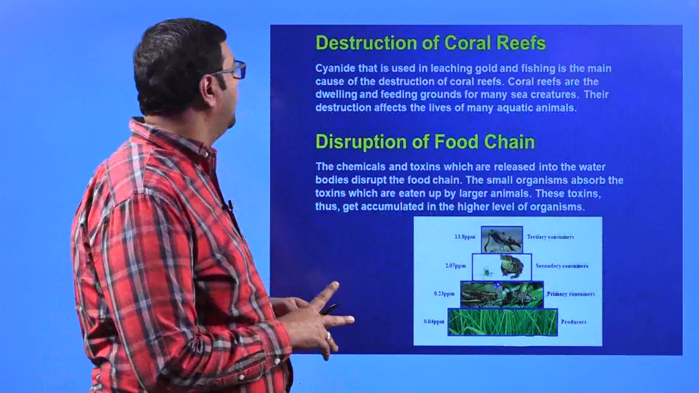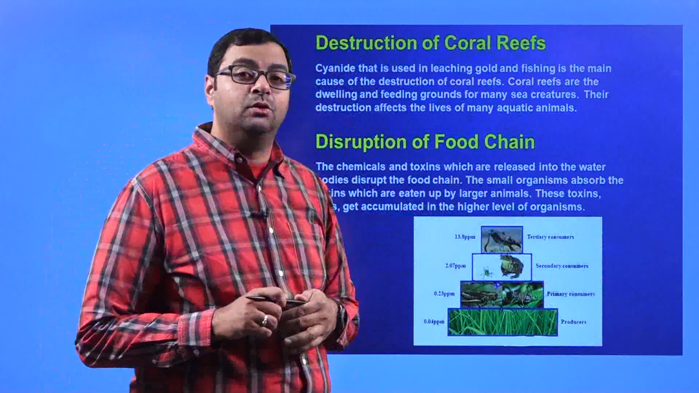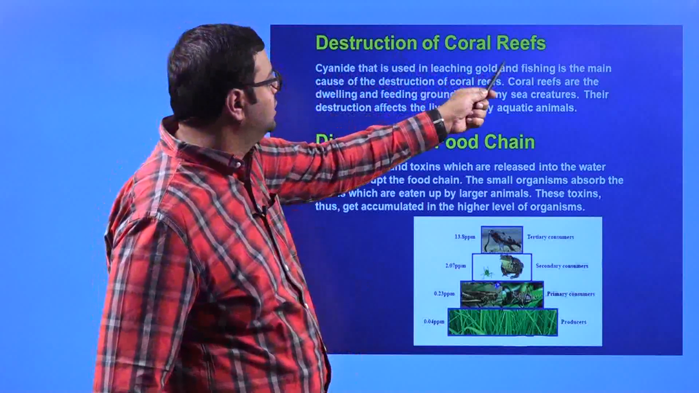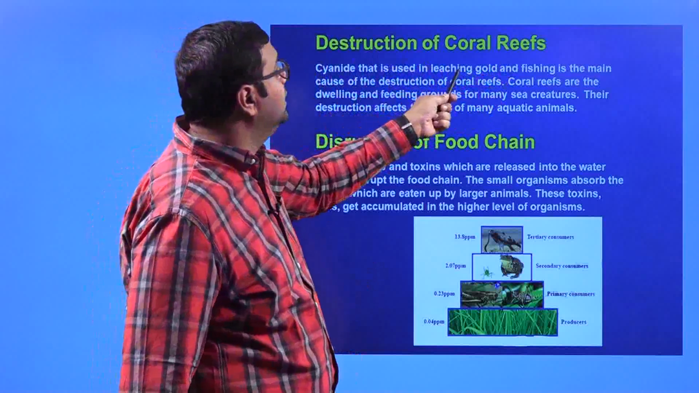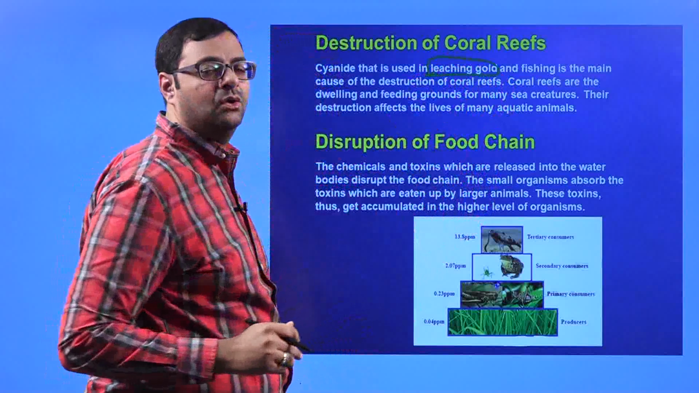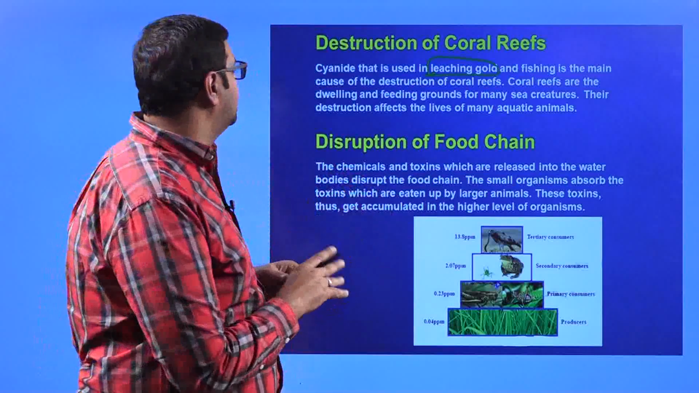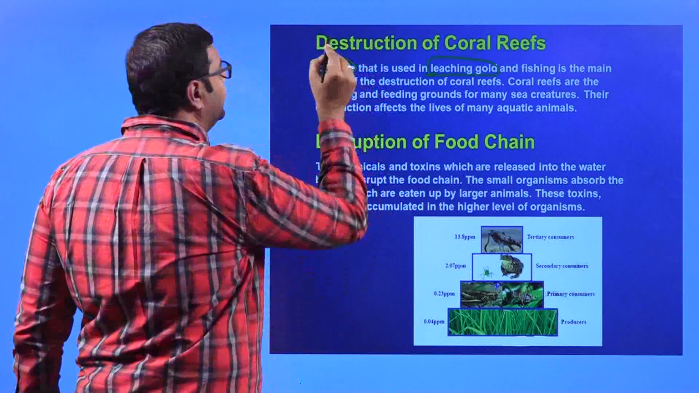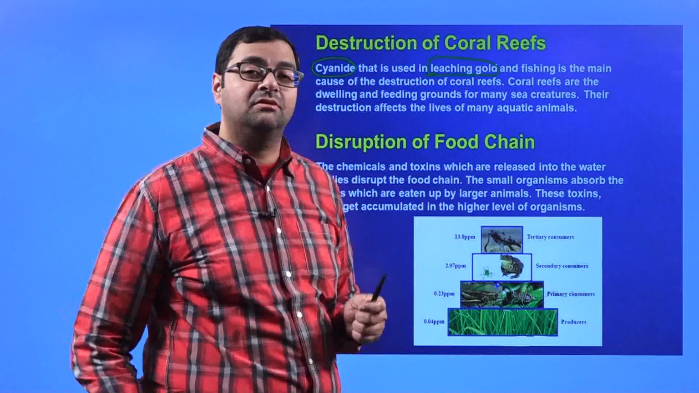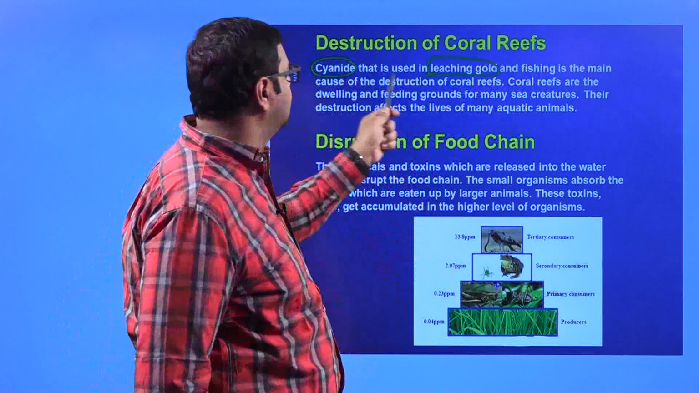Then you have destruction of coral reefs. Now coral reefs play a very, very important role in maintaining the ecosystem. Cyanide is the main chemical used in leaching gold. Leaching means removing gold from the minerals. Cyanide is very, very dangerous, and this cyanide is used for getting gold. And fishing is also a main cause of destruction of the coral reefs.